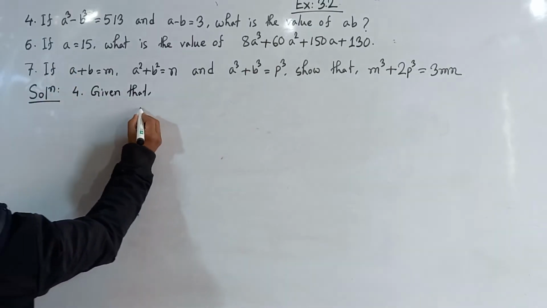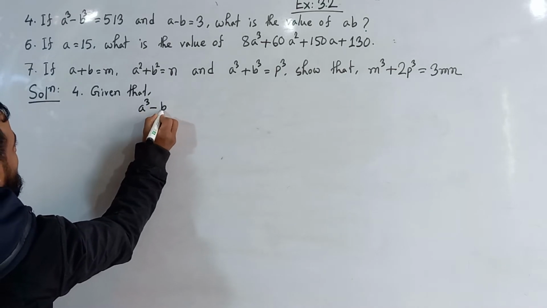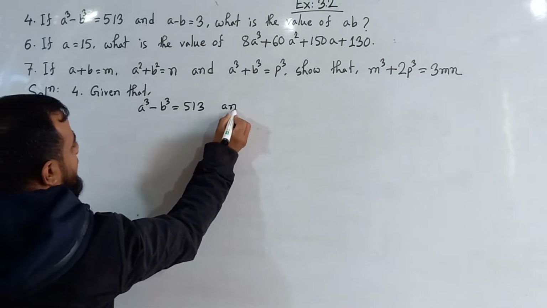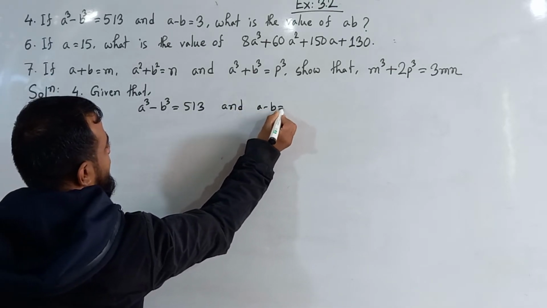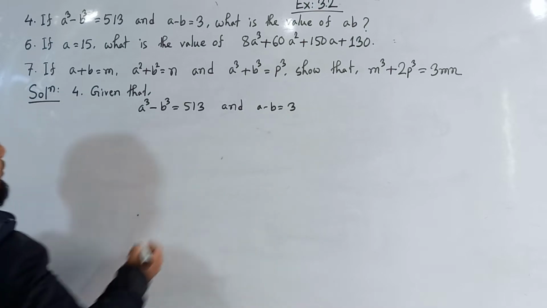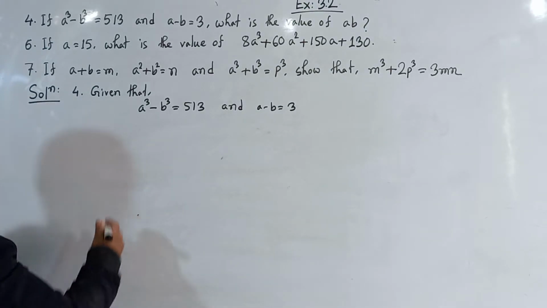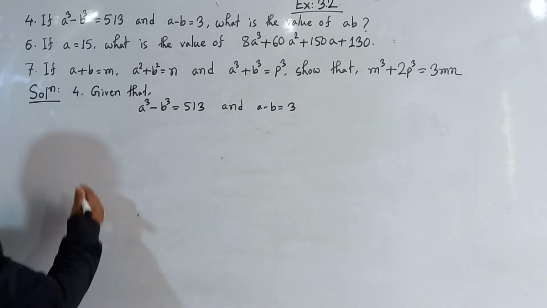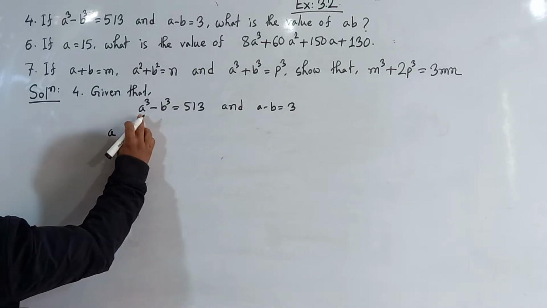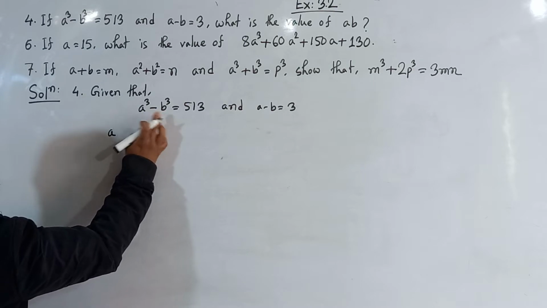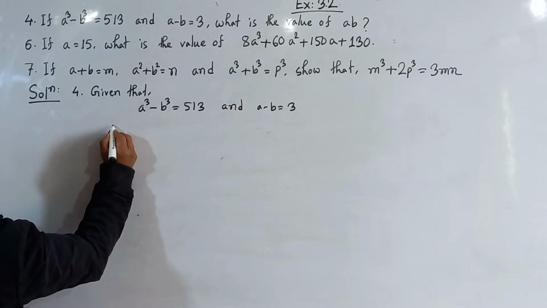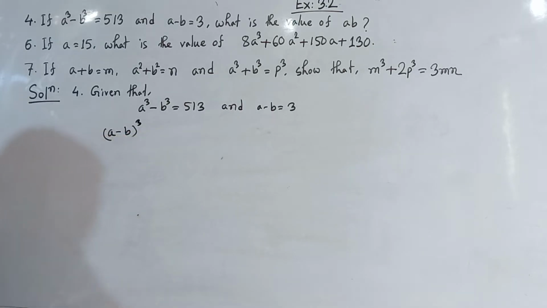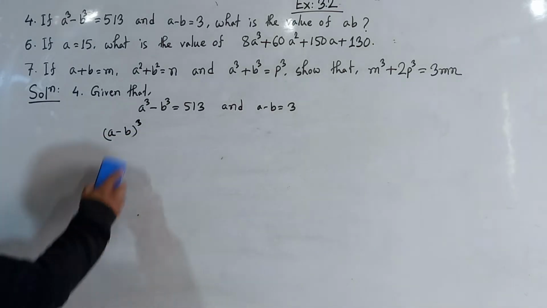Two pieces of information are given here: a cube minus b cube is equal to 513, and a minus b is equal to 3. Now we need to find out the value of ab, and we have cubes here. That means we should use the cube formula. We need to use a minus b whole cube because here is a minus sign. Then we can write down the formula.